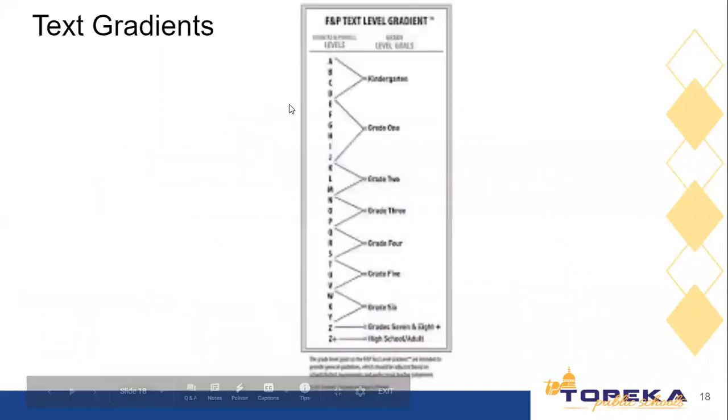And again, when we look at the gradients, we have level A through Z. Notice that level A through D is approximately kindergarten, F through J is first grade, and so on.